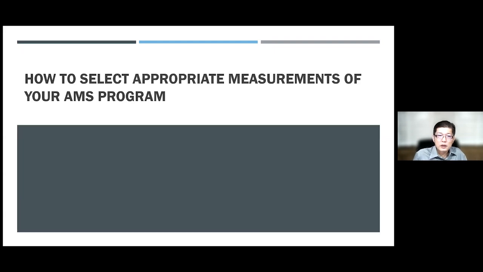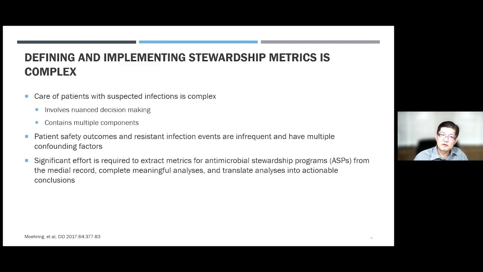The next part that I would like to share with you is how to select appropriate measurements for your AMS program. But before that, I have to say that defining and implementing stewardship metrics is very complex, because an infected patient is already complex, as the patient always has multiple components that involve decision making. Patient safety outcomes and resistant infections are sometimes infrequent and have multiple confounding factors as well. Significant effort is required to extract metrics for antimicrobial stewardship from the medical record, and for complete, meaningful analysis. And then what should we do to translate the analysis into actionable conclusions? This is the principle behind defining and implementing stewardship metrics.